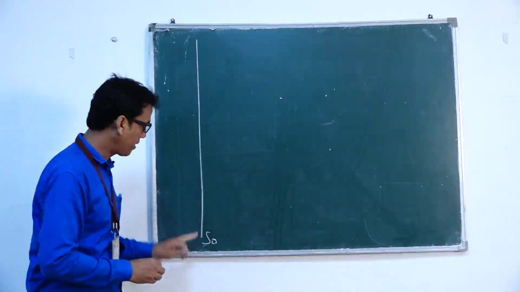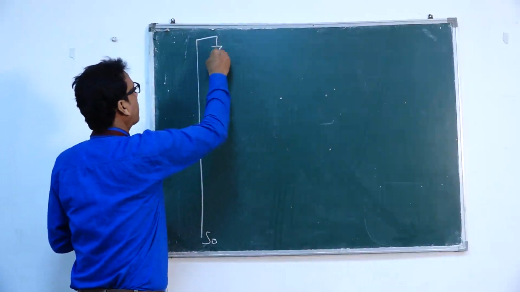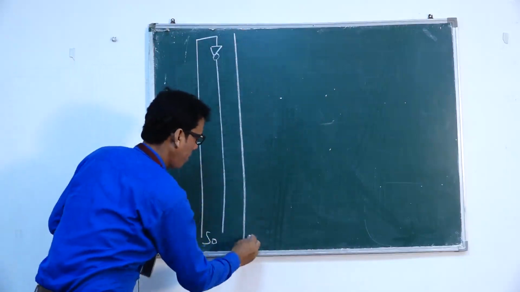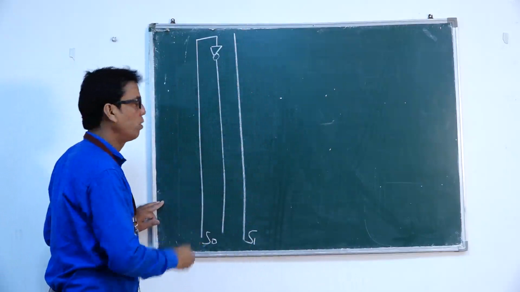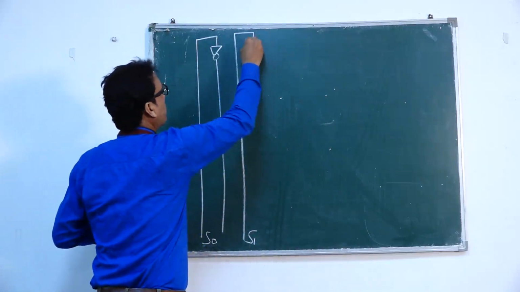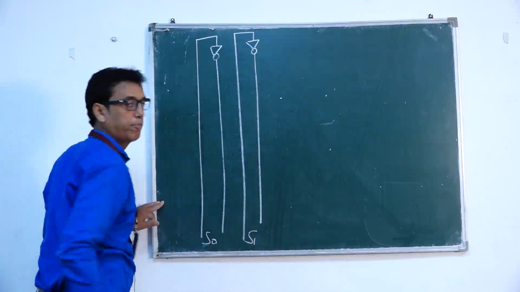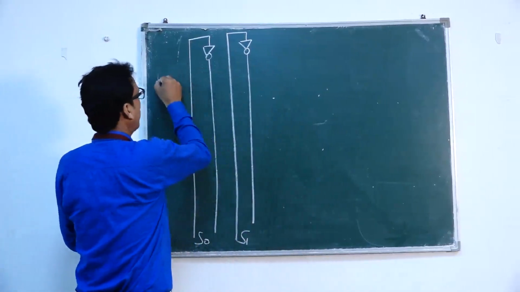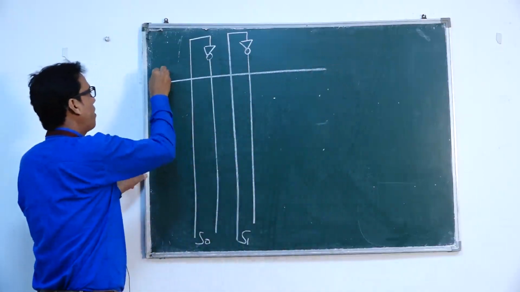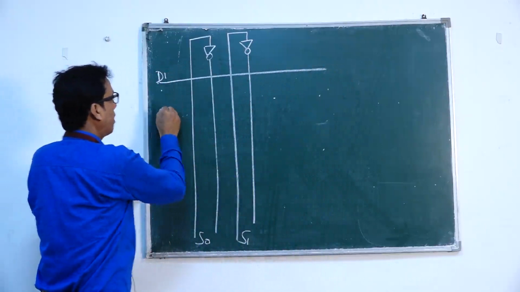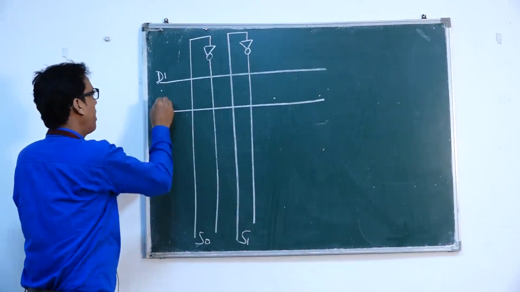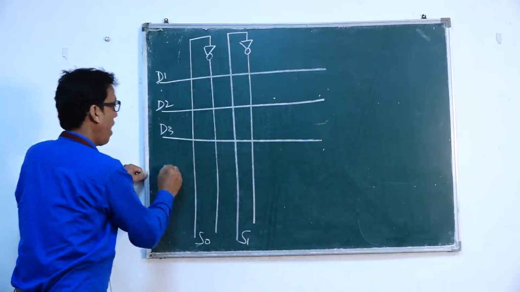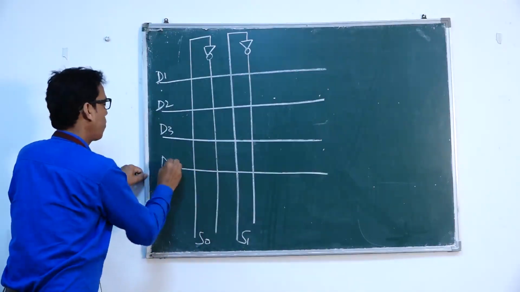This is the first selector line, and the first selector line will pass through NOT gate. This is second selector line S2. This is also passing through NOT gate, and this line for device 1, this line for device 2, this is for device 3, and this is for device 4.